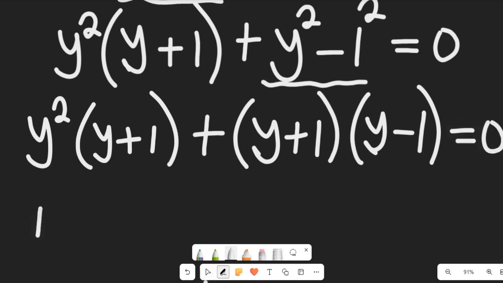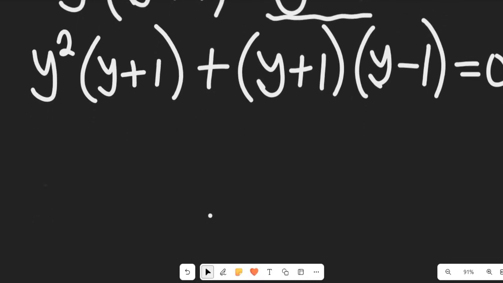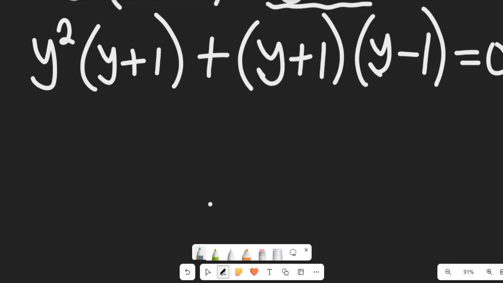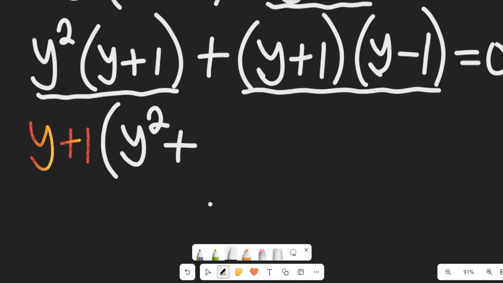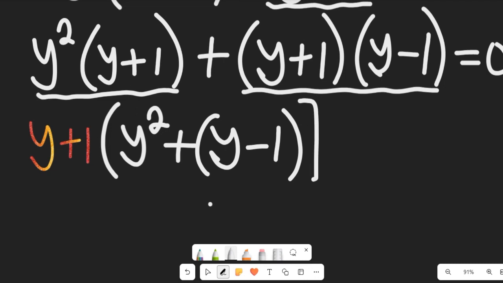Now, do you notice something? That we have y plus 1 as a common term. So we're going to take out that common term. And so we'll have y plus 1 as the common term. And that will be multiplied by, if I divide all these by y plus 1, we'll have y squared remaining, plus, if I divide all these by y plus 1, we'll have y minus 1 remaining, and all these will be equal to 0.